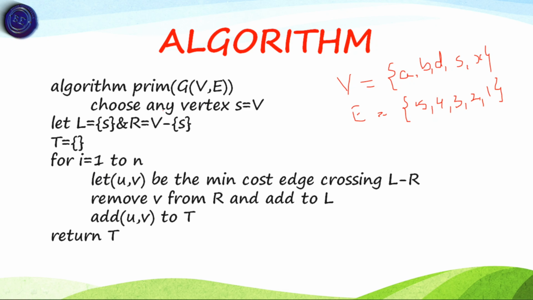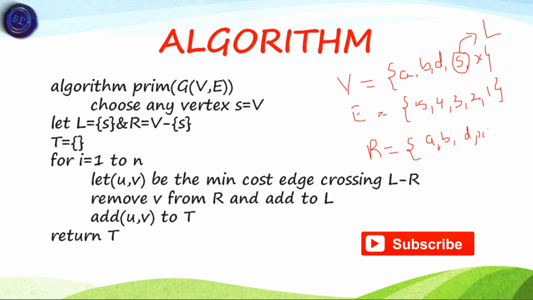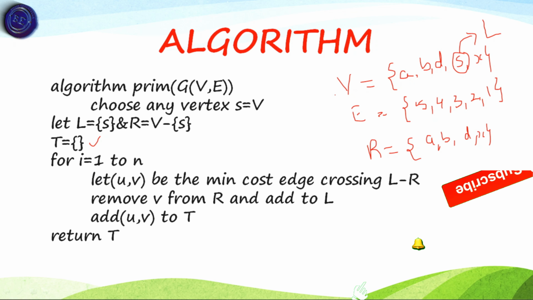Okay, so choose any vertex s belonging to V. So I am taking this s as a random vertex and name that random vertex as L, and R equals V minus s. So R represents the remaining vertices. So R equals a, b, d, x. Okay, and T is a temporary set where we will put the vertices that cause the minimum edge value.